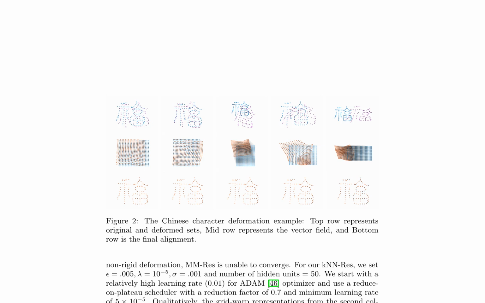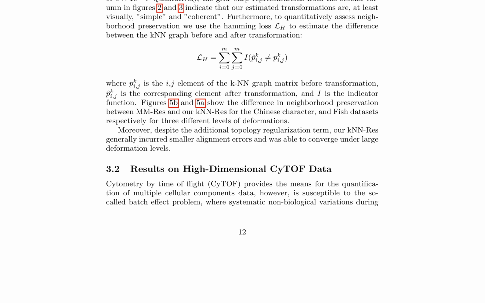The authors observe that after a certain level of non-rigid deformation, MM-Res is unable to converge. In contrast, their kNN-Res model is able to converge and achieves smaller alignment errors. They also qualitatively assess the neighborhood preservation using the Hamming loss, which estimates the difference between the kNN-Graph before and after transformation. The results show that their kNN-Res model is able to preserve neighborhood relationships better than MM-Res.